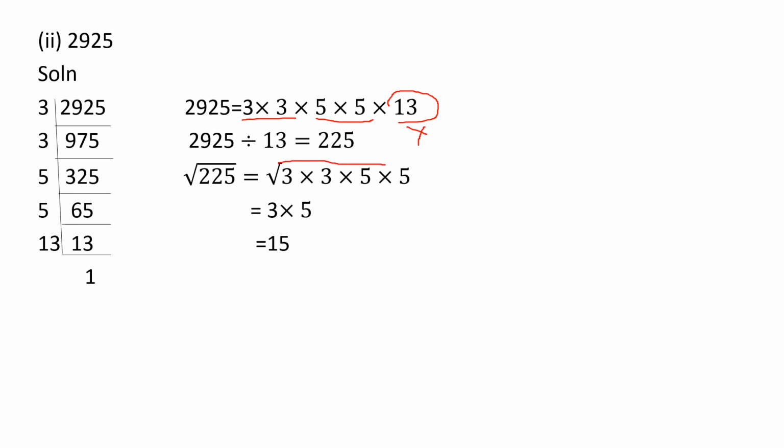So from this, take the pairs outside for removing the square root. From this 3 you will take one 3 outside. From this 5 you will take one 5 outside. So 3 fives are 15. So now if you want, you check it. 15 into 15. Check whether you are getting 225 or not. If you have a doubt, multiply and see. 15 into 15. Whether you are getting the answer 225. Check it, children. You'll be getting it.